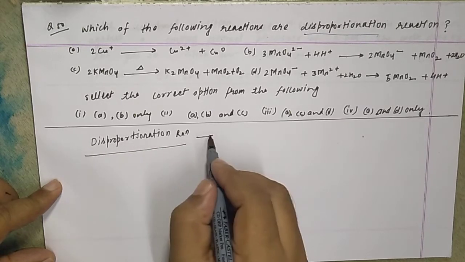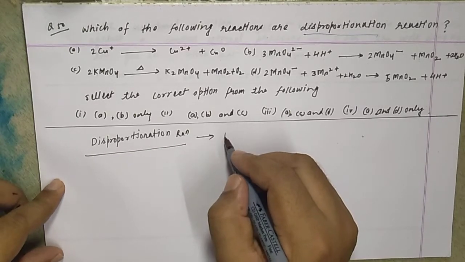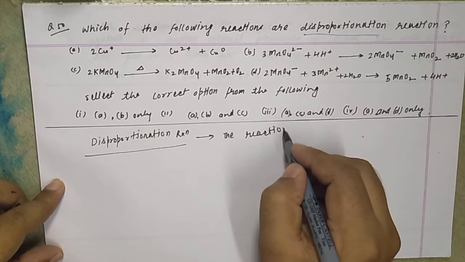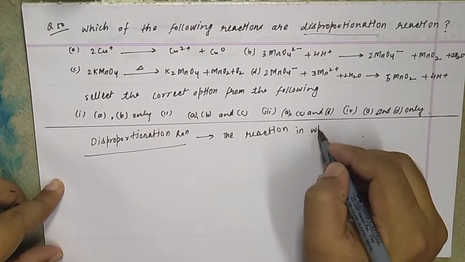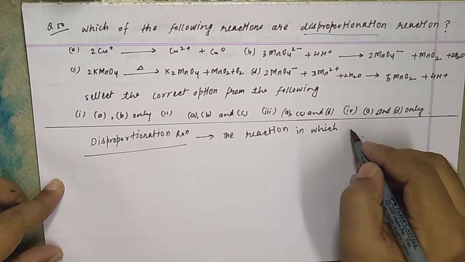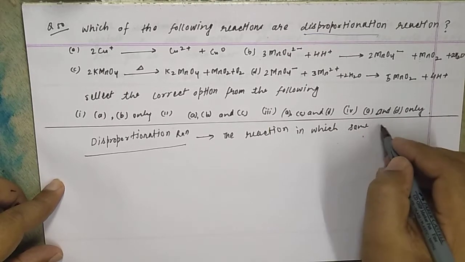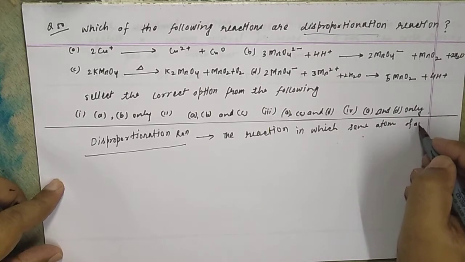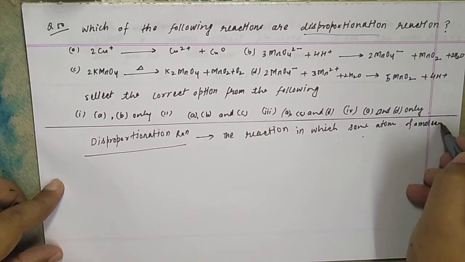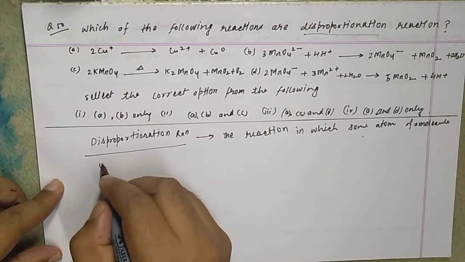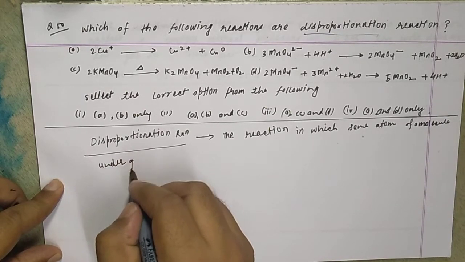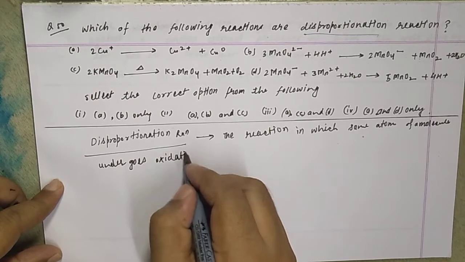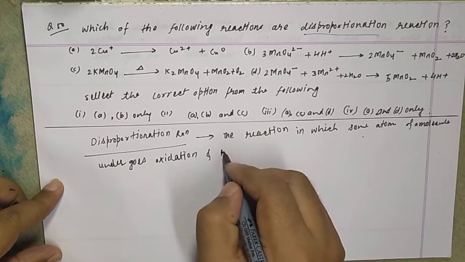Now, a disproportionation reaction means the reaction in which the same atom of a molecule undergoes oxidation and reduction.